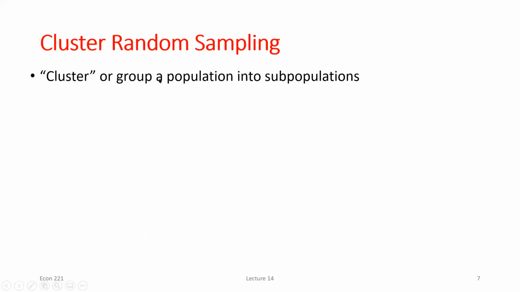Cluster random sampling is the exact same idea, but instead of separating them into non-overlapping groups, we separate the population into subpopulations. So usually this is done by geography, right? So maybe I'm interested in which way the Senate is going to vote. And so I will survey the constituents to see what the different states look like on a particular issue.